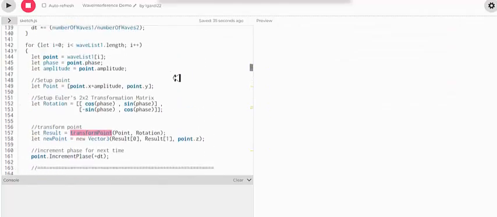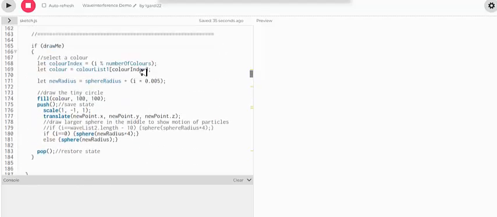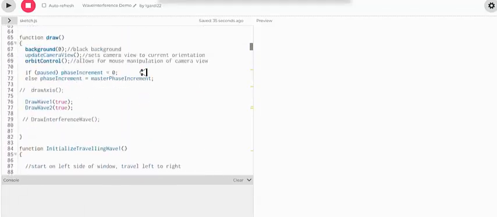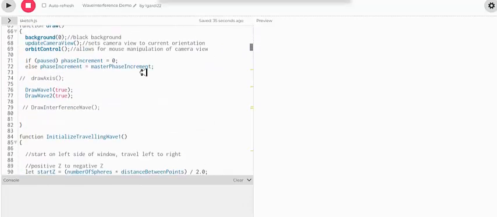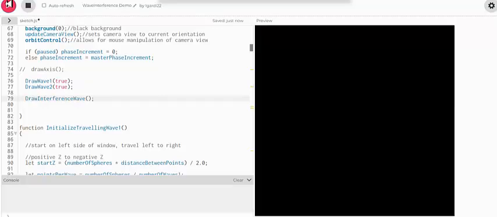So next we're going to enable this function, the draw interference wave. Right now it's disabled. Just so you know, when you're writing P5.js code, this is very similar to C++: the double slash enables or disables a function. When I put the two slashes in front of a function, it actually disables that function. It doesn't run that function. So we're actually now going to run that function.